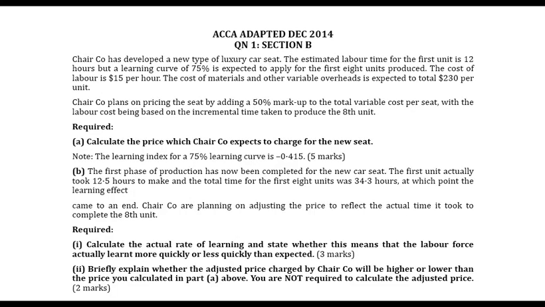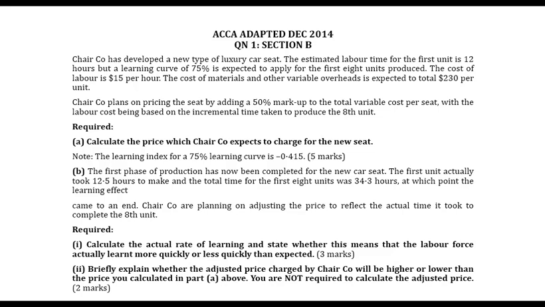Part B says the first phase of production has now been completed for the new car seat. The first unit actually took 12.5 hours. So instead of 12 hours, as written in the question section A, it was actually 12.5 hours to make. And the total time for the first 8 units was 34.3 hours, at which point the learning effect came to an end.